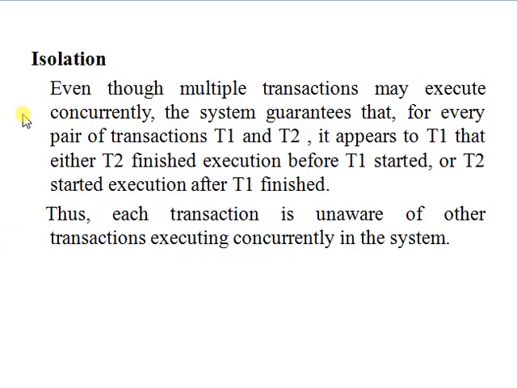Next is isolation. Even though multiple transactions may execute concurrently, the system guarantees that for every pair of transactions T1 and T2, it appears to T1 that either T2 finished execution before T1 started, or T2 started execution after T1 finished. Thus, each transaction is unaware of other transactions executing concurrently in the system.